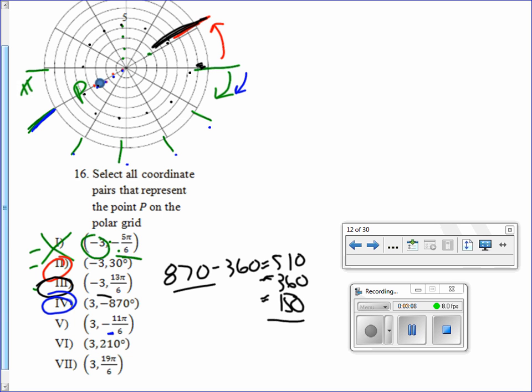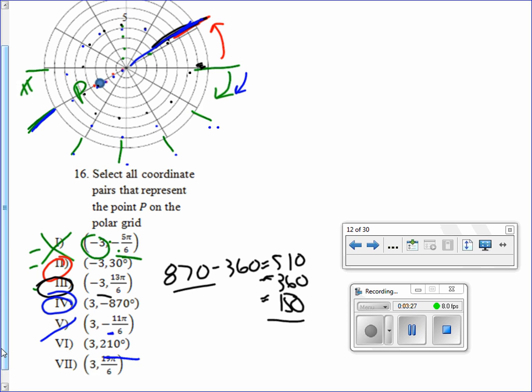Number 5, -11 pi over 6. Negative means we're going clockwise, and let's go 11 spokes. 1, 2, 3, 4, 5, 6, 7, 8, 9, 10, 11. We end up here. And it's +3, so we go out in that direction, and that's not going to get us to P.